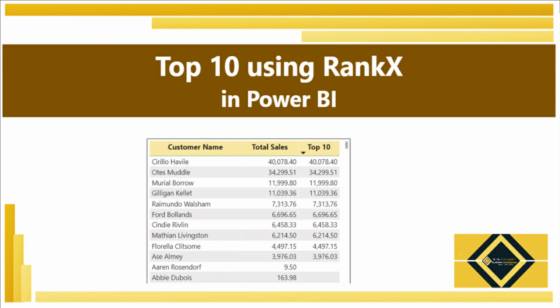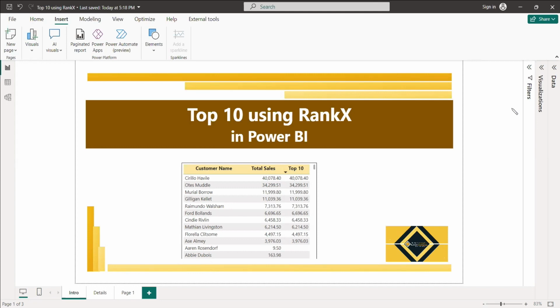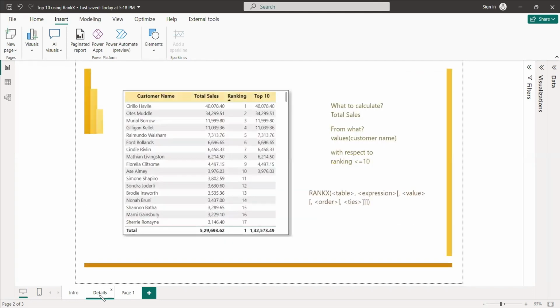This video is regarding an interview question, that is top 10 using RANKX. Of course, for top 10 you can use the DAX function itself for getting it. But here the question is, how can you get the top 10 using the RANKX function? So you can see the details here. We have the top 10 customers, the customer total sales, and the ranking also is given here, and then the top 10 using that RANKX function, and exactly 10 numbers you get from the highest to the 10th one.